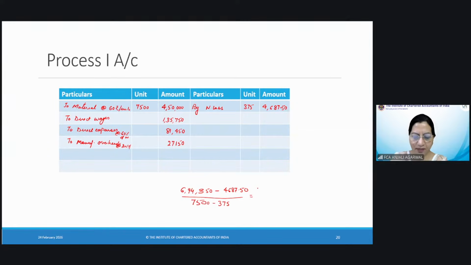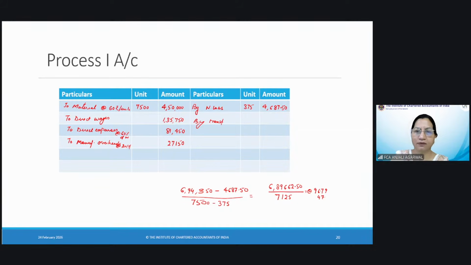So ideally speaking, minus 4687.5, you should be having a cost of 6,89,662.50, which should be borne by 7,125 units. So this establishes your rate, which is at the rate of 96.7947 for transfer to the next process.